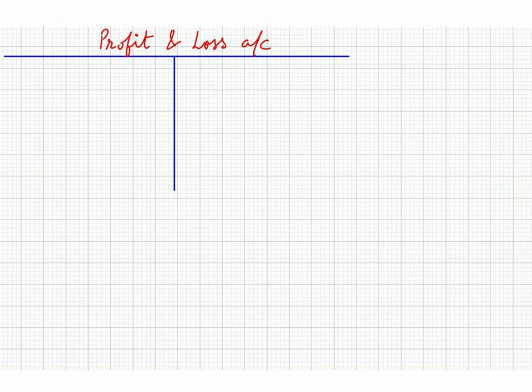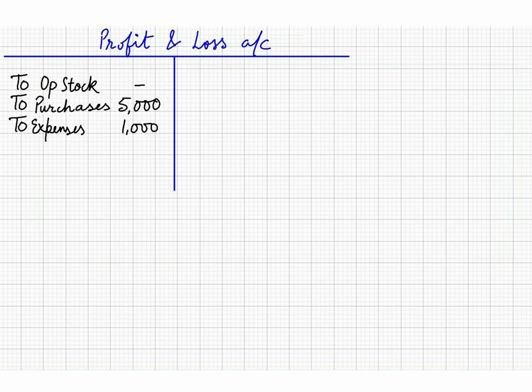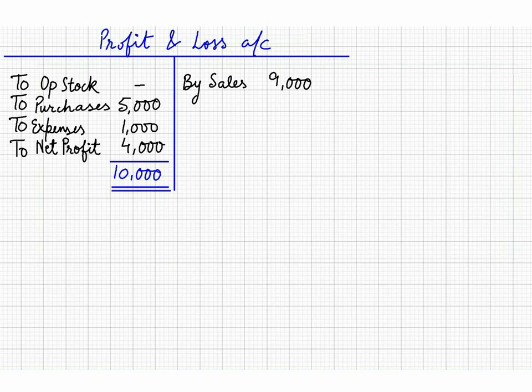Suppose you are given one profit and loss account, and then you are asked to calculate cash from operation on the basis of this income statement or profit and loss account. To opening stock, 0. To purchases, 5,000. To expenses, 1,000. To net profit, 4,000. Total, 10,000. Credit side, by sales, 9,000. By closing stock, 1,000. Total, 10,000 rupees.